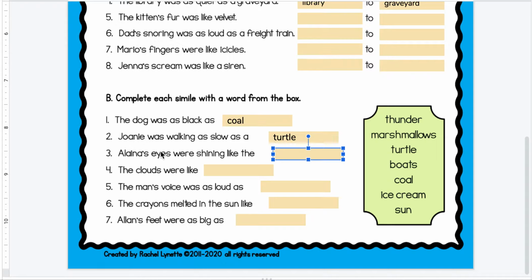Her eyes were shining like the, okay, what is something that might shine bright that we can compare her eyes to? Thunder, maybe. You know, thunder's bright, it flashes. But let's see, oh, that's lightning. No, thunder makes the sound. Sorry, that one can't be right. Marshmallows, they're not bright. They're delicious, but they're not bright. Turtle, we've already used it. Boats, that doesn't really work. We've already used coal. Ice cream, while delicious, does not shine. But sun does, right? Sun's really bright. Her eyes might shine like the sun.